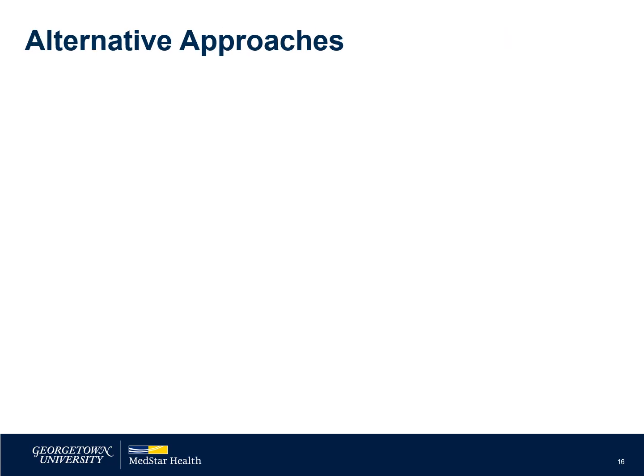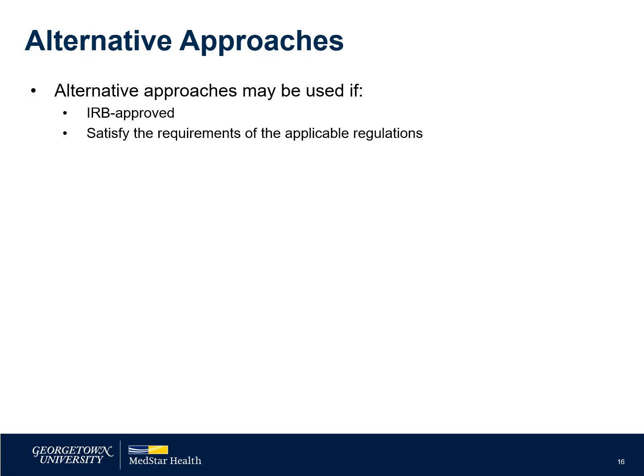At times, an alternative approach may be necessary in consenting English-speaking illiterate and legally blind research subjects. Alternative approaches may be used if they are IRB approved and if they satisfy the requirements of the applicable regulations, such as short-form consent. For more information on the IRB process, be sure to connect with the IRB of record, as processes and procedures differ between various institutions and organizations.